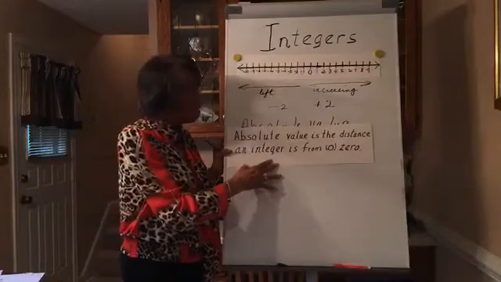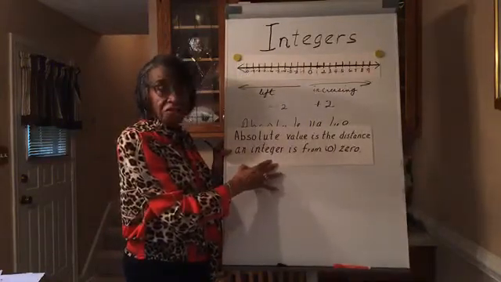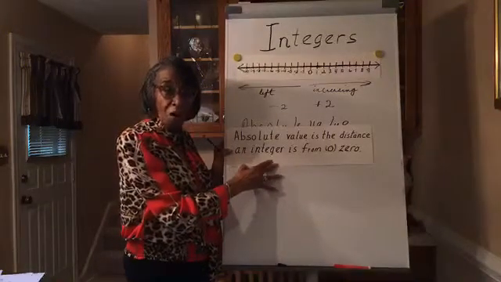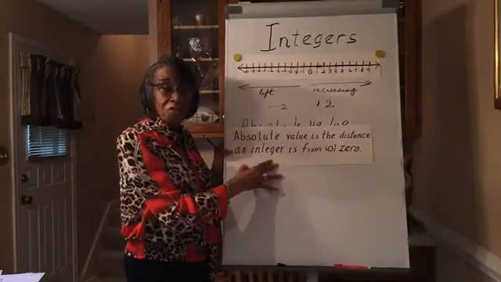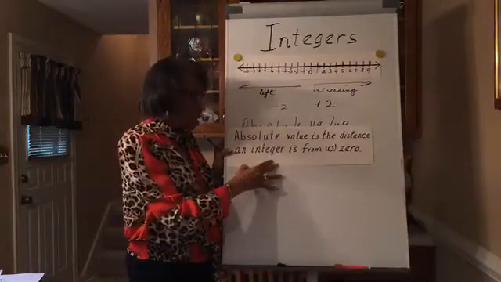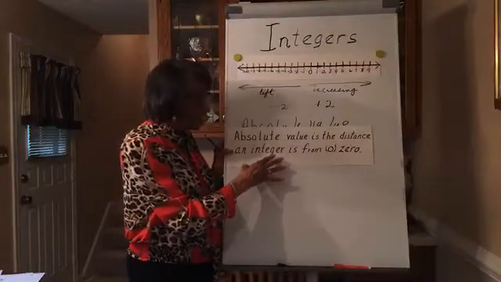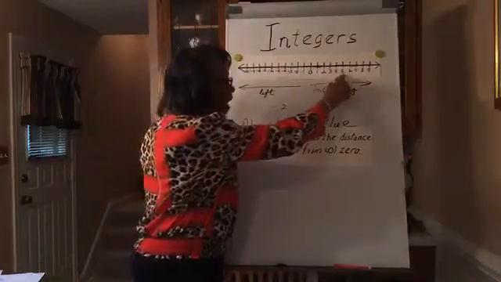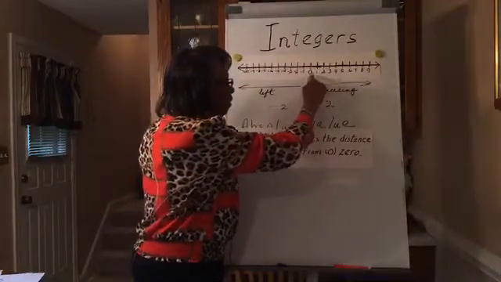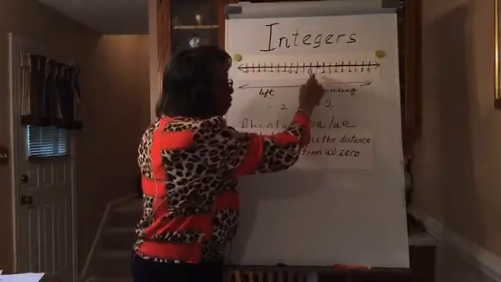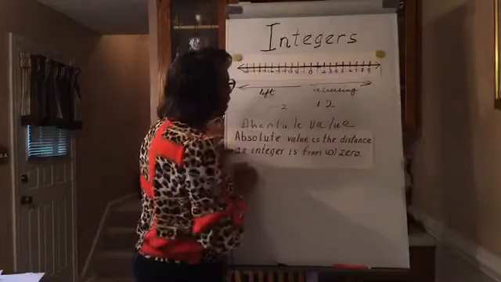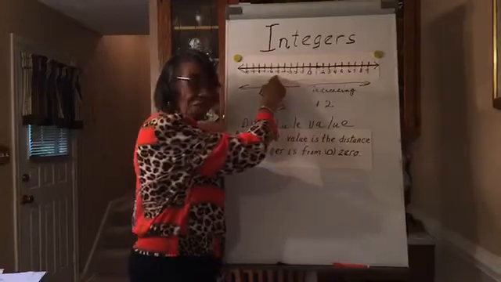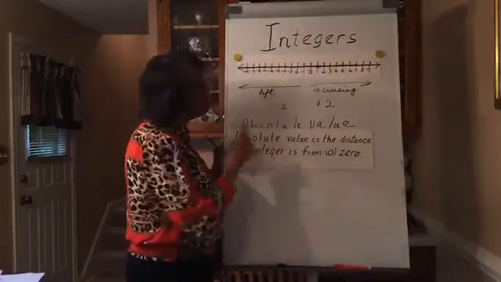You may want to write that down. Absolute value is the distance a number is from 0. Well, what do you know about distances? Distances are always positive. So whether the number is positive or negative, its absolute value is the distance it is from 0. The number 5, its absolute value is 5 because it's 5 steps from 0. And negative 5, 1, 2, 3, 4, 5, its absolute value is also 5.